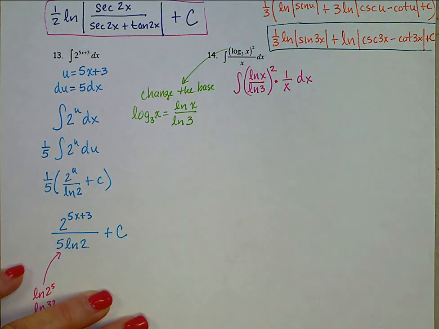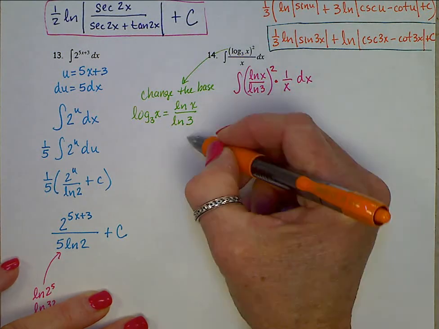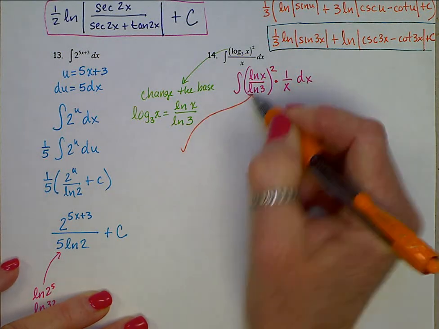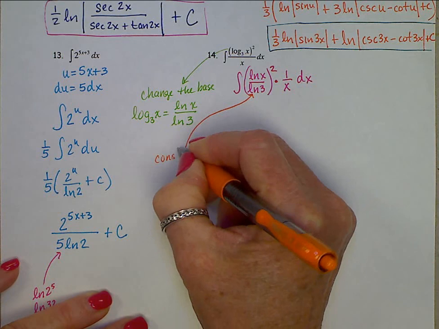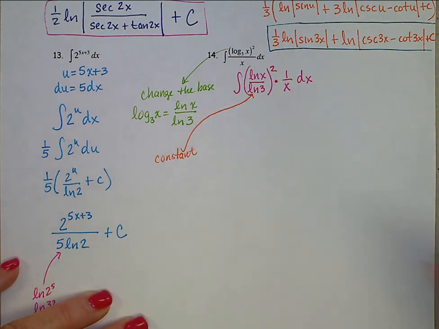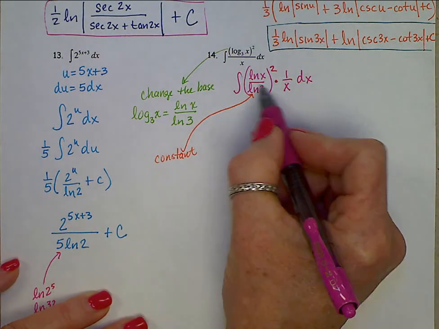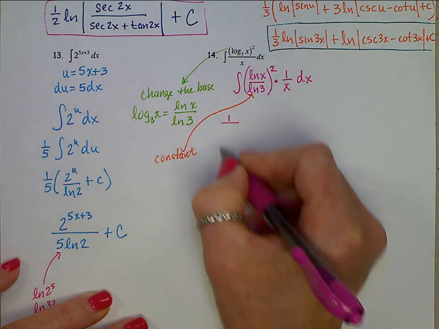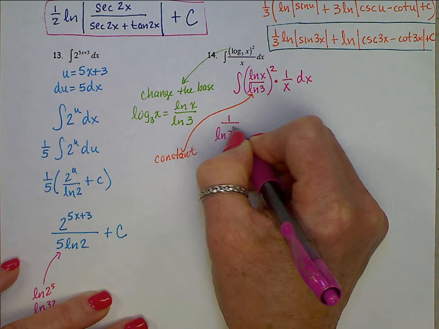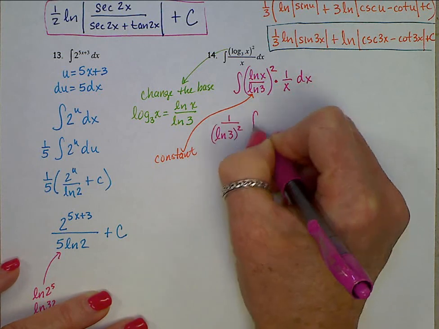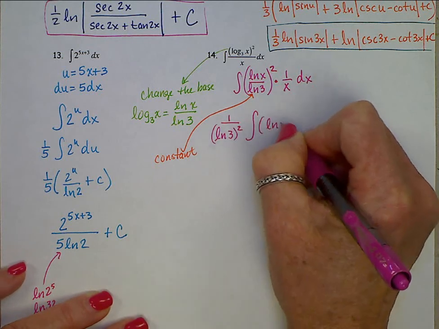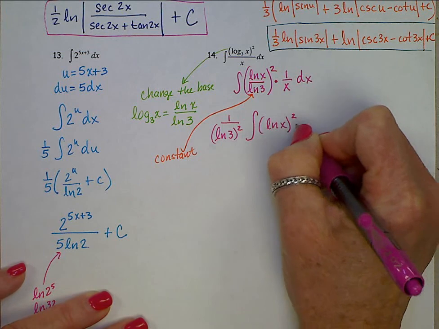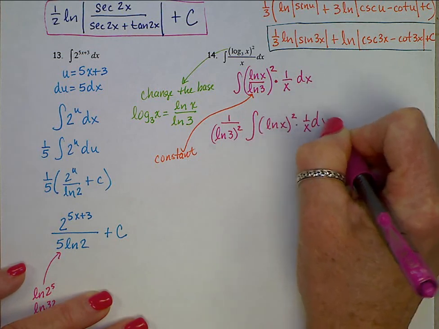This ln 3 is a constant. So we are going to pull that ln 3 that's squared outside of this integral, so that we have 1 over ln 3 squared times the integral of ln x squared times 1 over x dx.